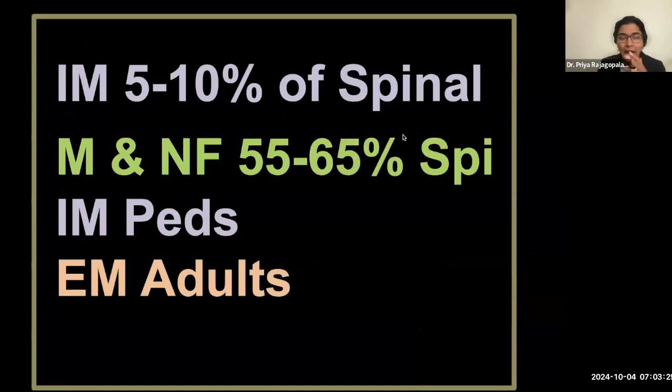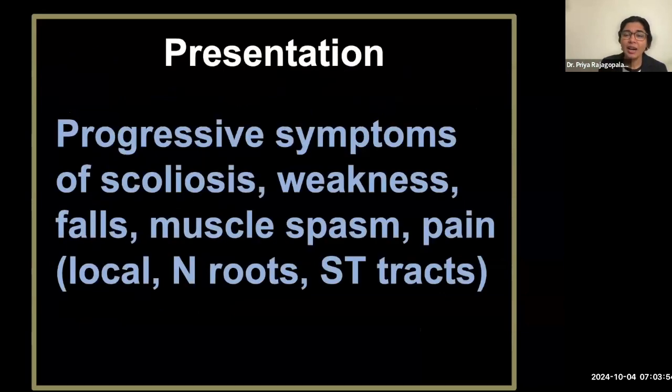About 5 to 10% of these spinal tumors make up the intramedullary tumors, whereas the majority tend to be the meninges and nerve sheath tumors, which are about 50 to 60%. In the pediatric population, you tend to see more of the intramedullary lesions, and in the adult population, ependymoma is the most common tumor that we tend to see. Patients generally present with progressive symptoms of scoliosis, weakness, falls, muscle spasms, and pain because of involvement of the local spinal cord, nerve roots, and spinothalamic tracts.